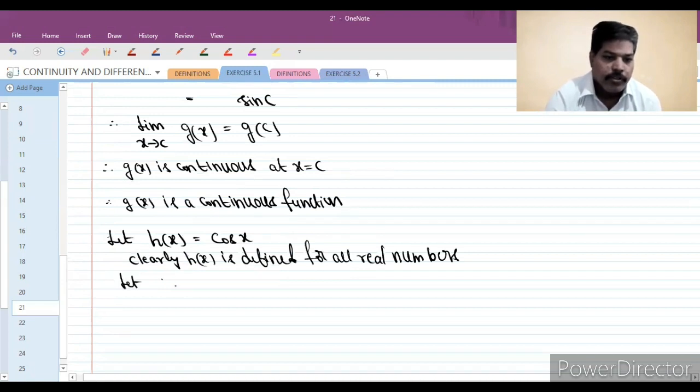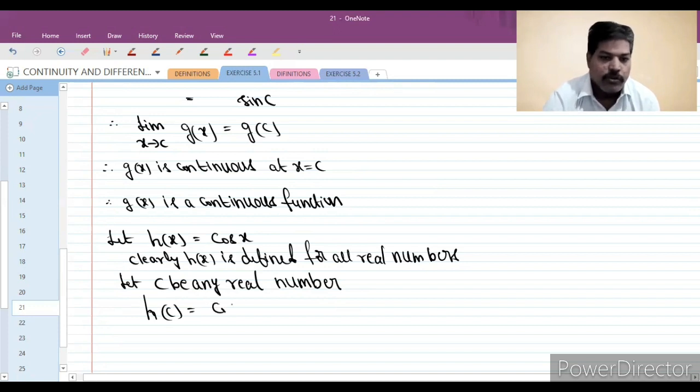For that, let c be any real number. Then h of c is equal to cos c. And next I will put x is equal to c plus h.